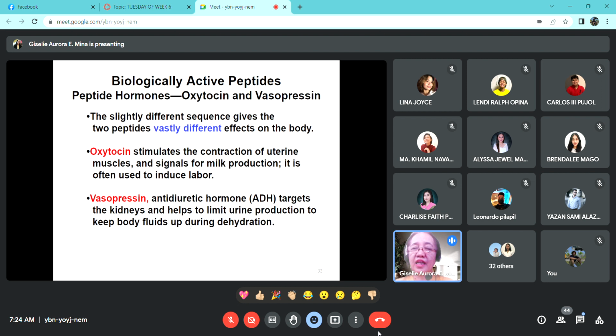But since this vasopressin can't let go of this water, because otherwise your cells will become dehydrated and will even have a more serious disorder, then vasopressin would use this water to prevent dehydration. And this is your antidiuretic hormone.